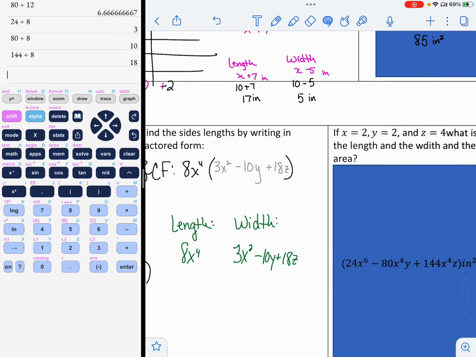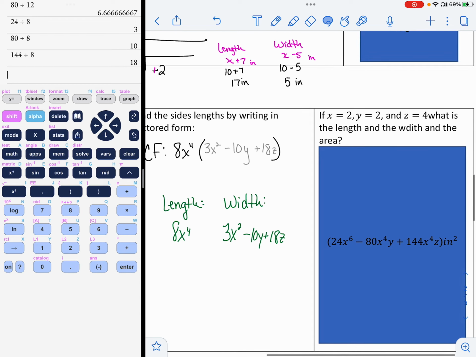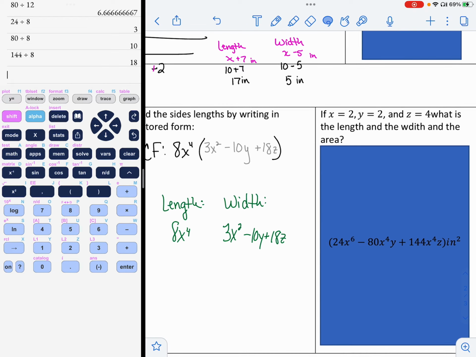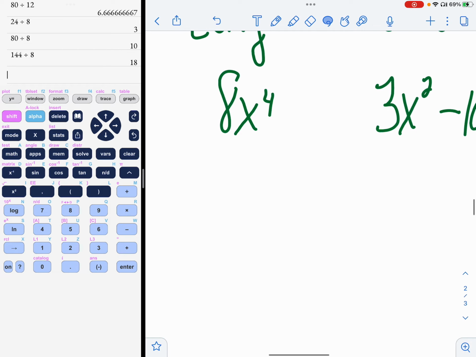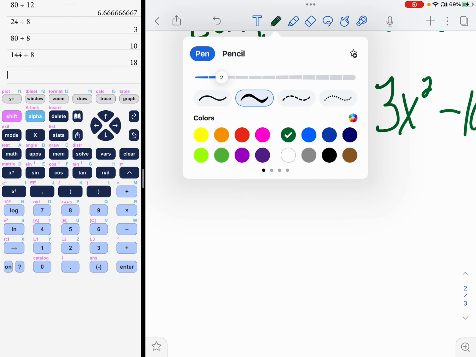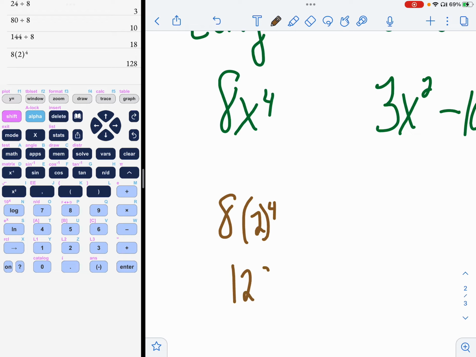So let's look at what we want to plug in. If x is 2 and y is 2 and z is 4, what's the length, the width, and the area? What was x? x was 2. So on this one, x is 2, so I'll do 8 times 2 to the 4th. I'm going to use my handy dandy calculator. Okay, so I have 128.